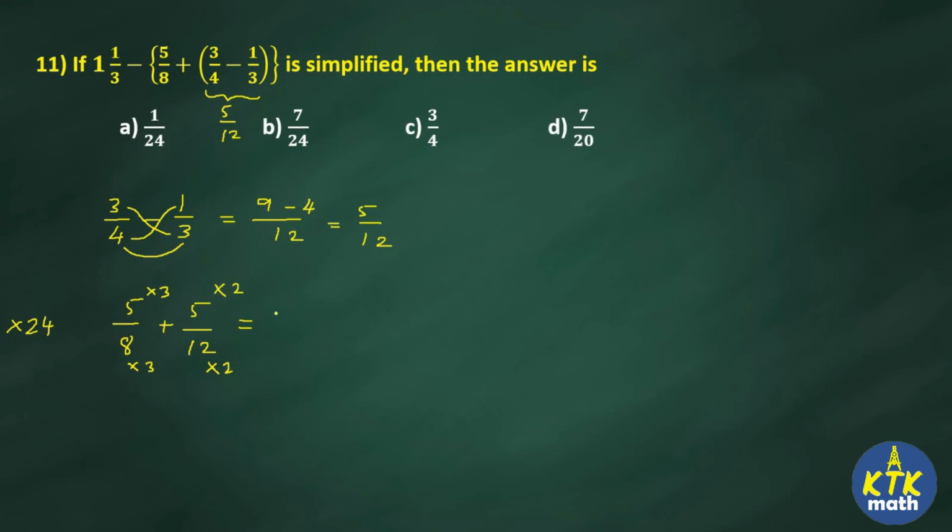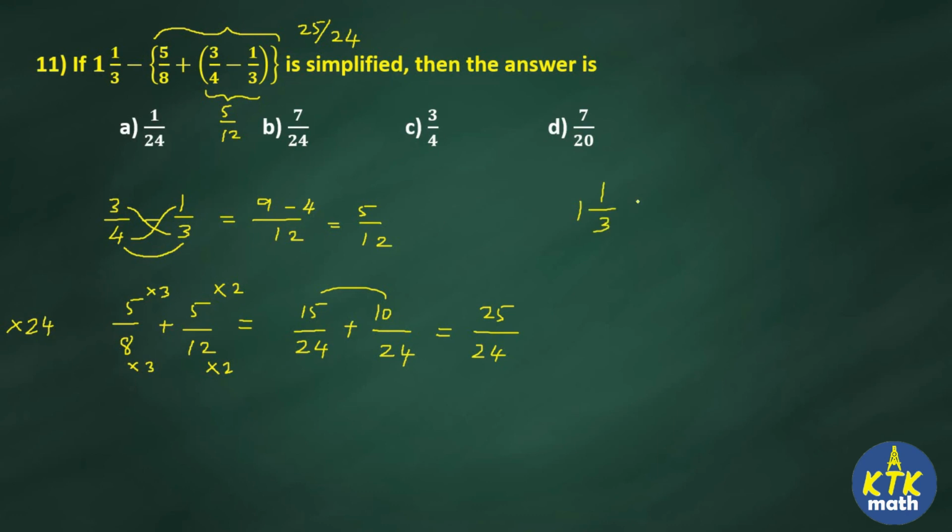Okay. So 5 3s are 15 by 24. 5 2s are 10 by 24. So your denominator is 24. Numerator is 25, 15 plus 10, 25. So we solved this entire bracket. So this entire bracket value is 25 by 24. Now this should be subtracted from 1 by 3. Okay. So step by step I am explaining for your better understanding. So 25 by 24, this is what the question is reduced to now.